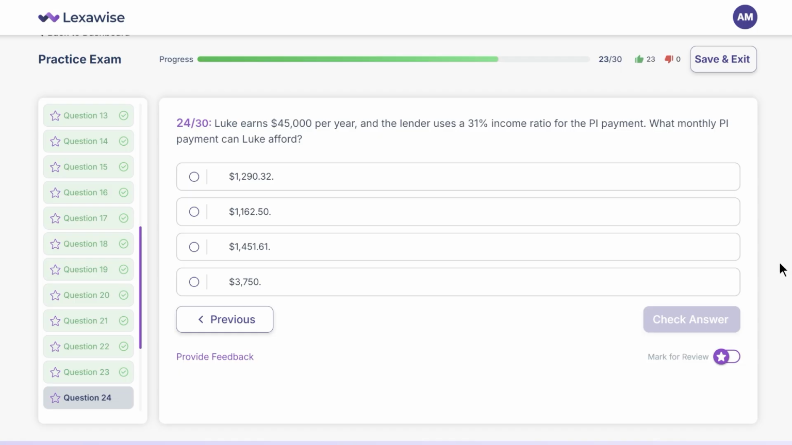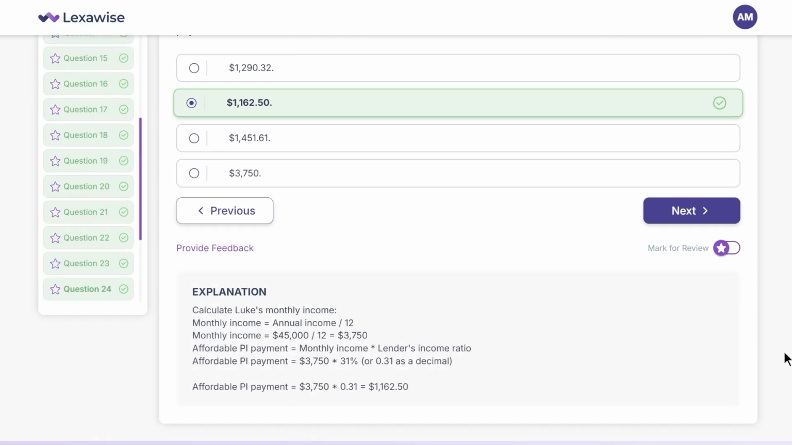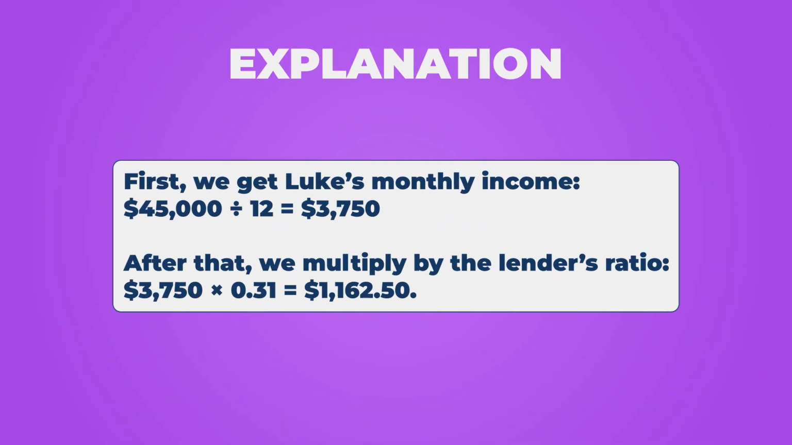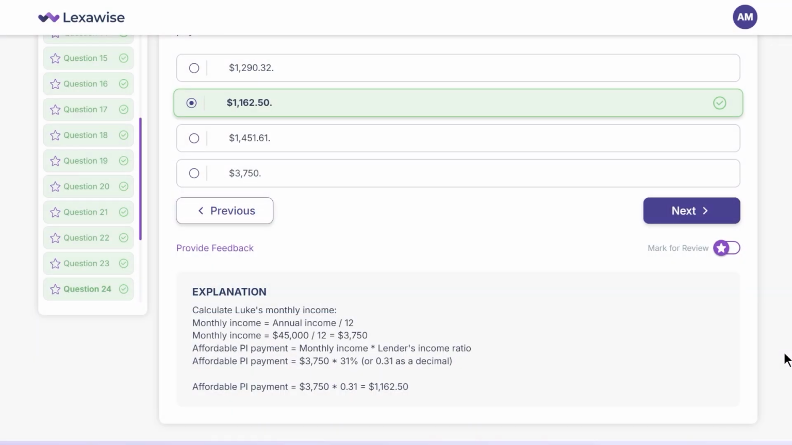The correct answer is B. $1,162.50. Here's how it's calculated. First, we get Luke's monthly income. $45,000 divided by 12 equals $3,750. After that, we multiply by the lender's ratio. $3,750 times 0.31 equals $1,162.50. That's how much Luke can afford in principal and interest every month. Ready for the next one?